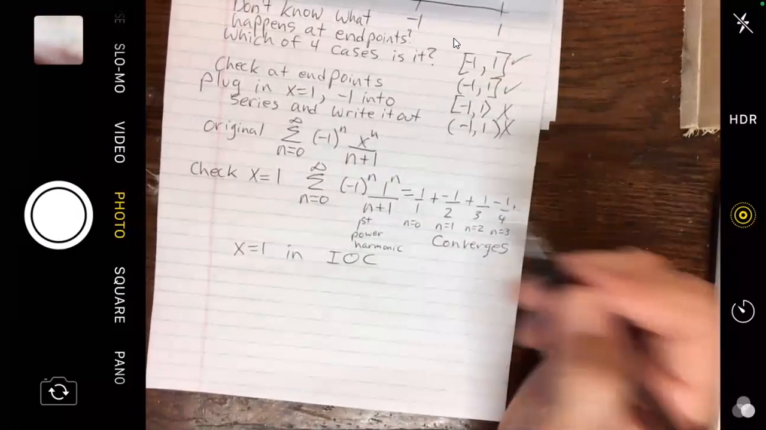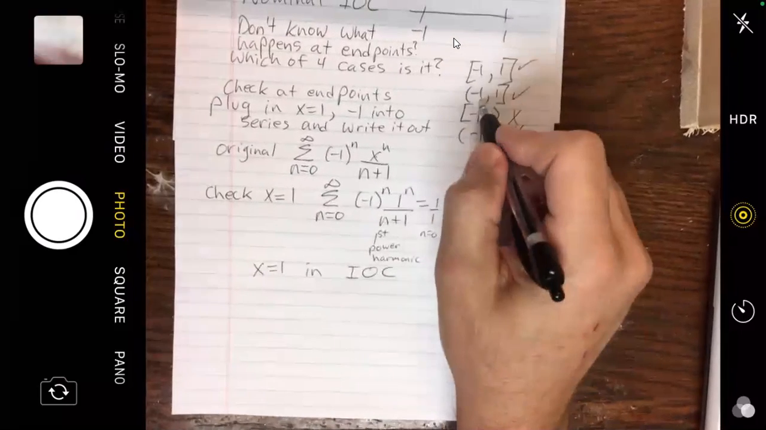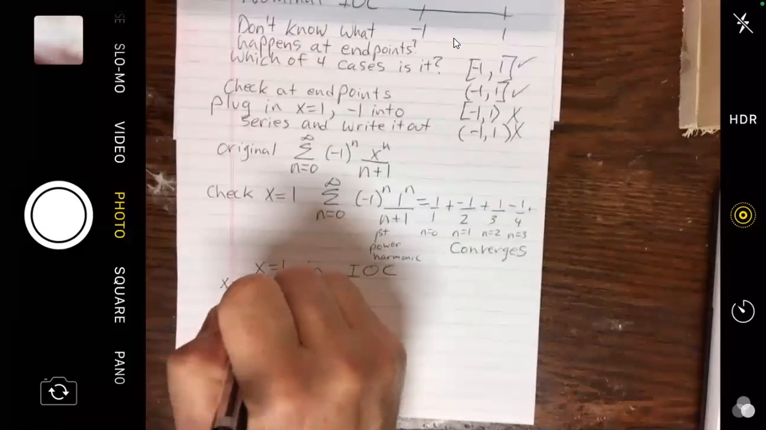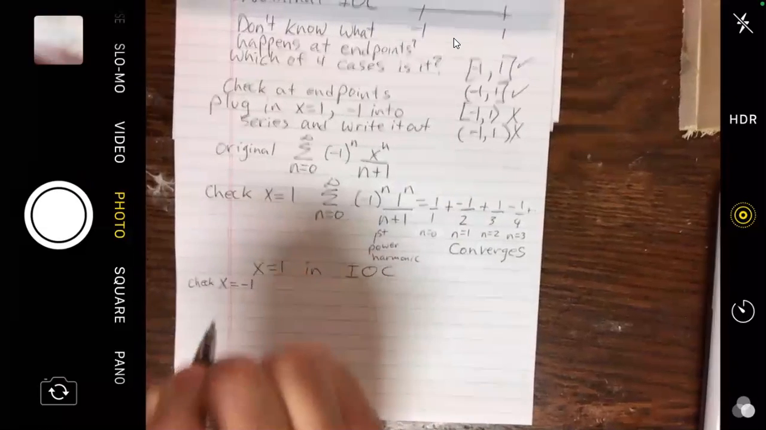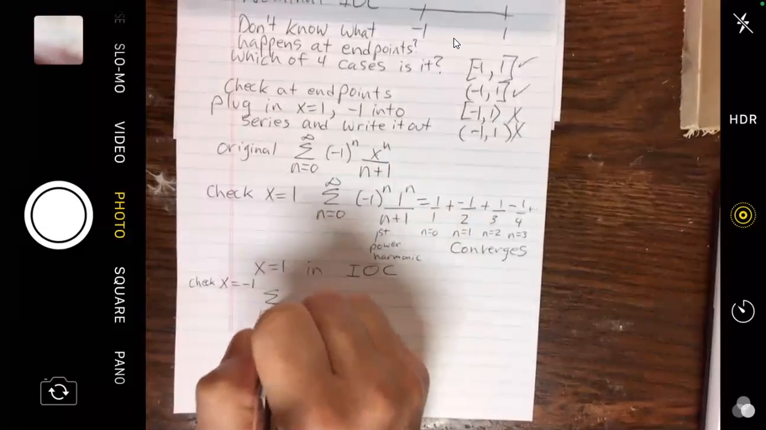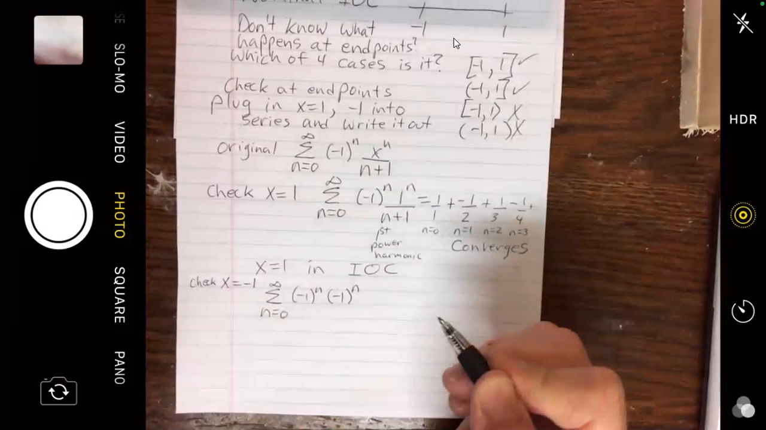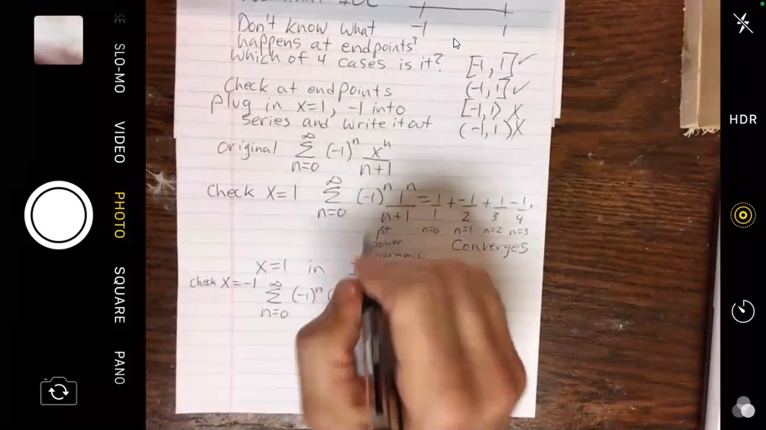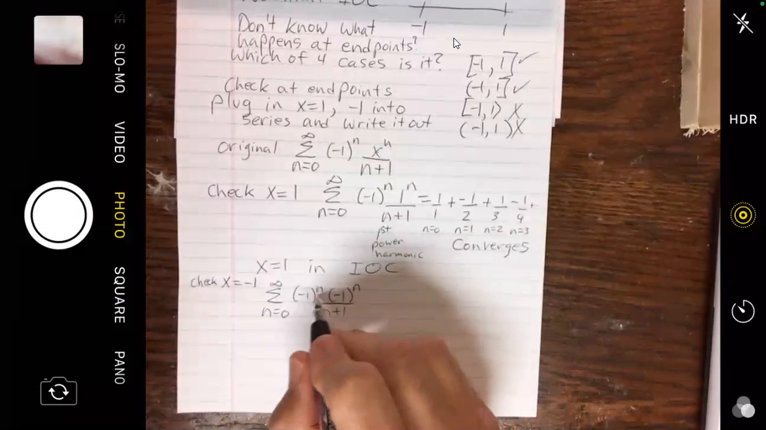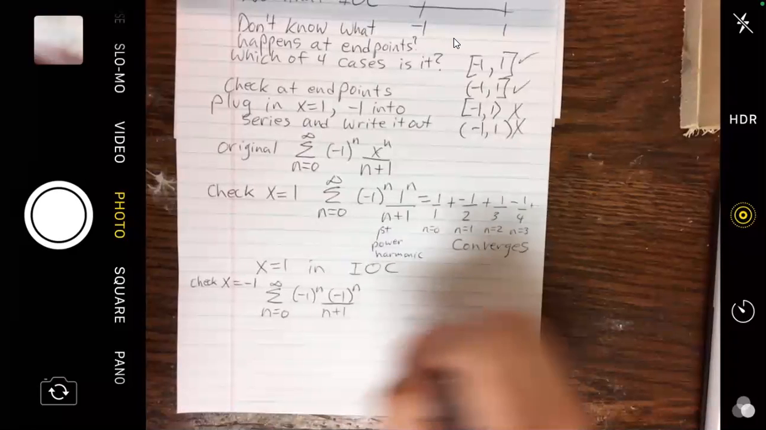So now I've got to nail down x equals -1. This side. Is -1 in or out? The suspense is killing me. Let's find out. So we're going to check x equals negative 1. This is what you got to do on a full IOC problem. You'd have the sum n equals 0 to infinity of (-1)^n, (-1)^n again, because I'm putting in -1 for that x, over n plus 1. Now you could play around with this. It'd be a -1 to the 2n, if you want to help yourself.